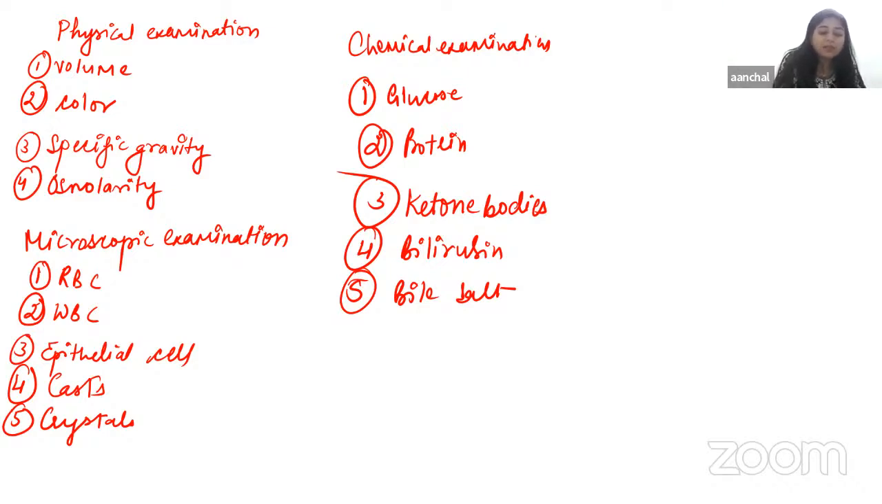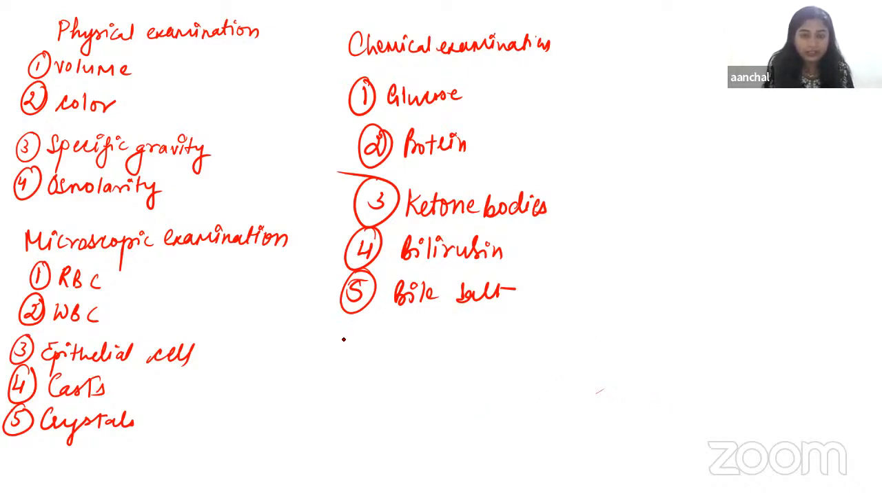Okay. Then ketonuria means presence of ketone bodies in urine, which occurs in cases of pregnancy, fever, diabetes mellitus, prolonged starvation. Then bilirubin is also there. That condition is known as bilirubinuria, and that occurs during conditions like hepatic or post-hepatic jaundice. Then finally we have bile salts, and the presence of bile salts in urine also reveals the condition of jaundice. Okay.